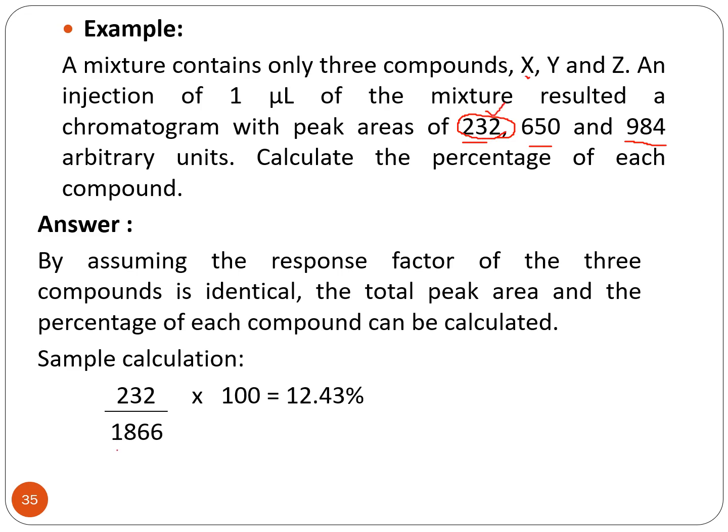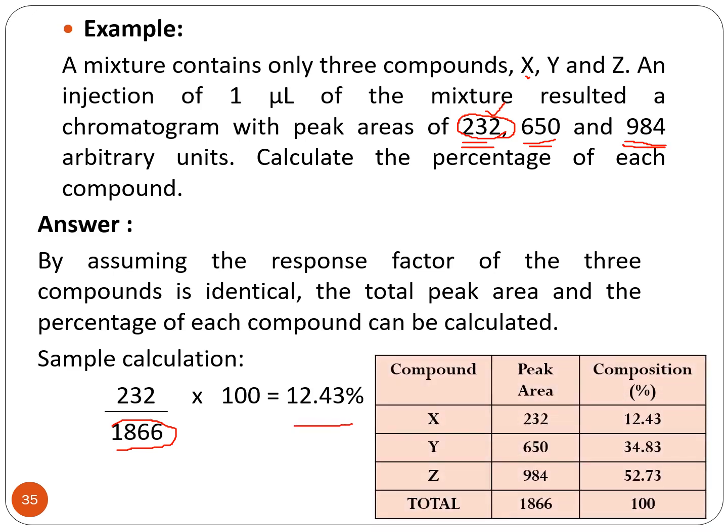Lepas tu, you divide by 1866 ni adalah hasil tambah peak area, total peak area for X, Y dan Z. 232 campur 650 campur 984. Okay, so you darab 100. So, you pun tahulah peak X ni, dia punya persen dia adalah 12.43%. Okay, so you pun boleh kira for each composition how many percent is there inside the sample. How? By dividing the peak area of that compound divide by the total area.